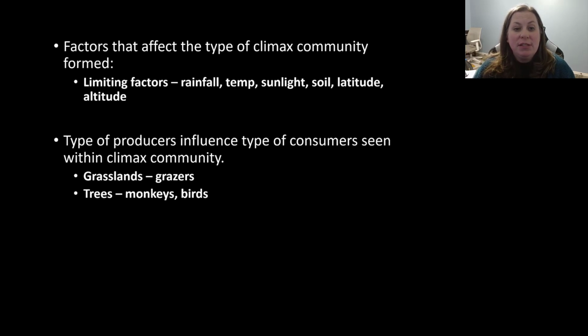Also, types of producers influence what type of consumers are going to be in that climax community. So if the main producers are grasses, because it's a grassland, you're going to see more grazing animals because that's what's going to be present for them to eat. That's the bottom or base of the food chain. On the other hand, if there's a bunch of trees like in the rainforest, you're going to see more animals like monkeys and birds who live in those trees because that's the food source and the protection and shelter present there. So a lot of times the base of the food chain is going to drive what kind of animals you see in the area.